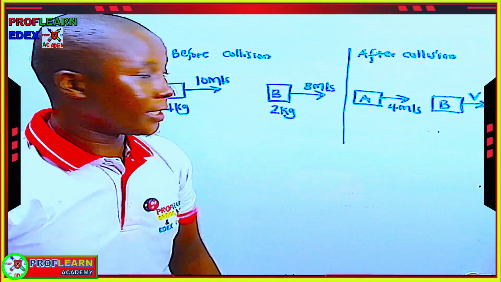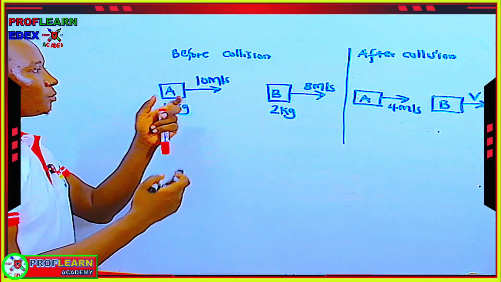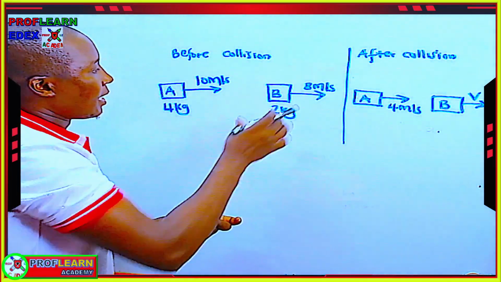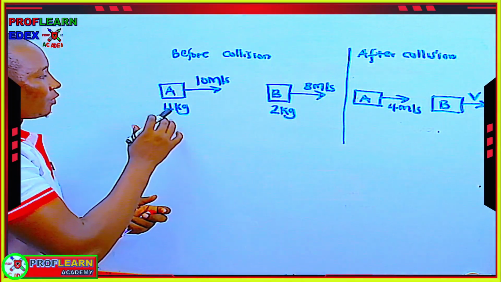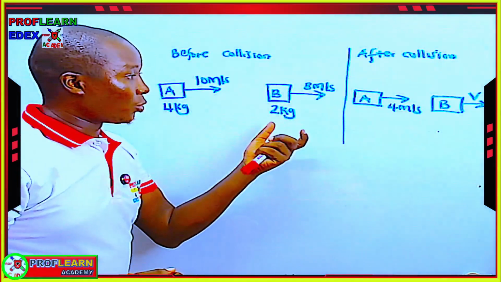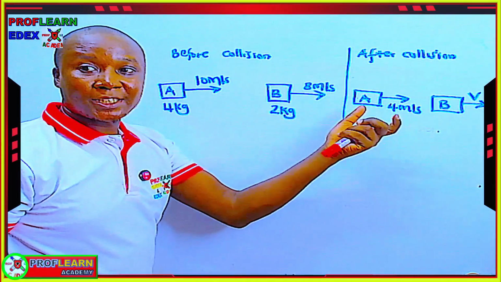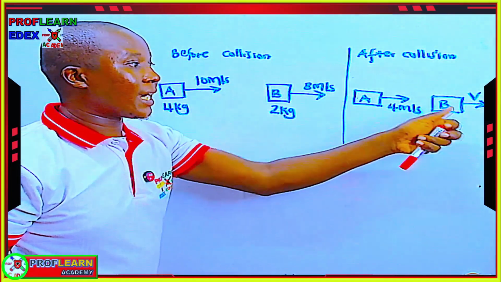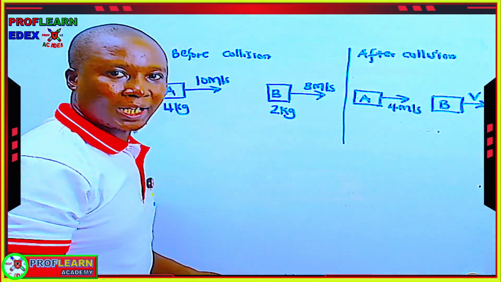In this question here, we are told that we have two bodies which are moving. A is moving at 10 meters per second and B is moving at 8 meters per second. The mass of A is 4 kg and the mass of B is 2 kg. After collision, A moves at 4 meters per second, B moves at V meters per second. How can you work out the value of V?